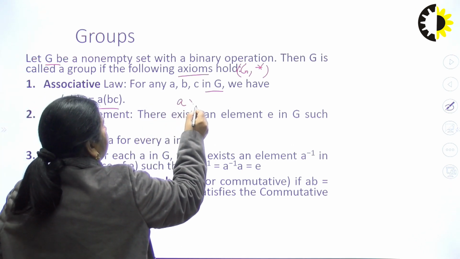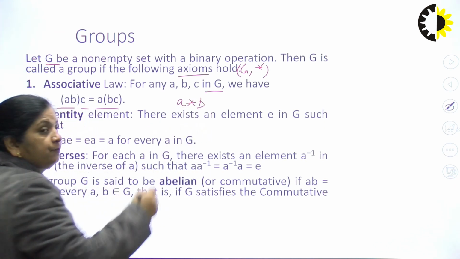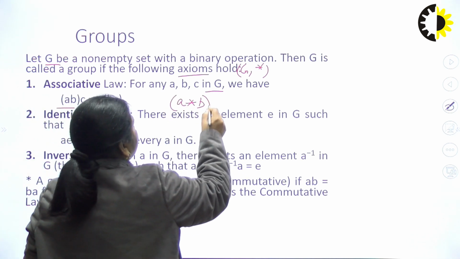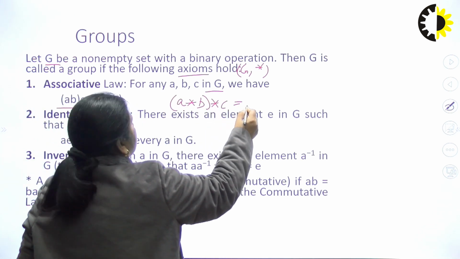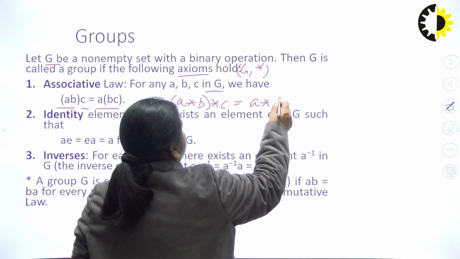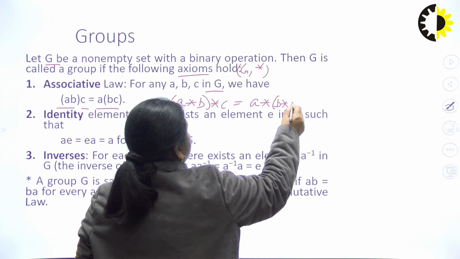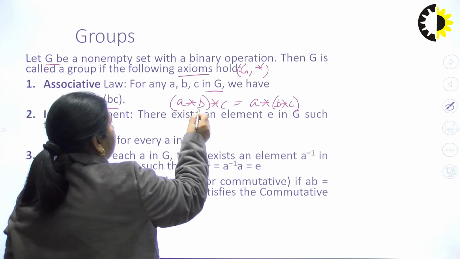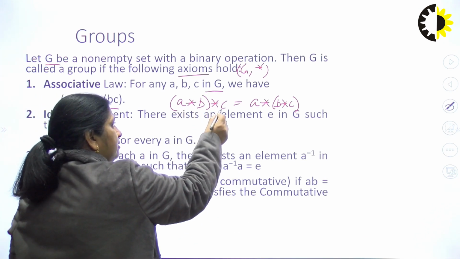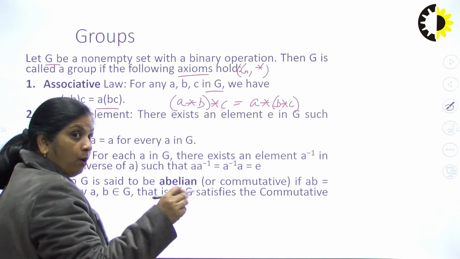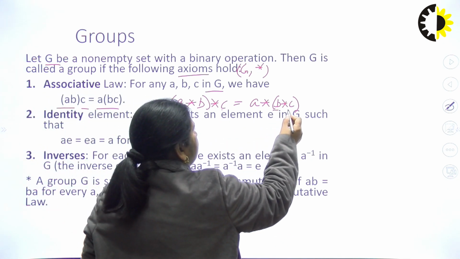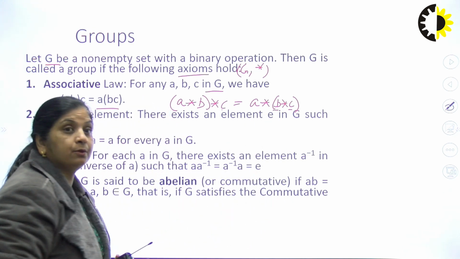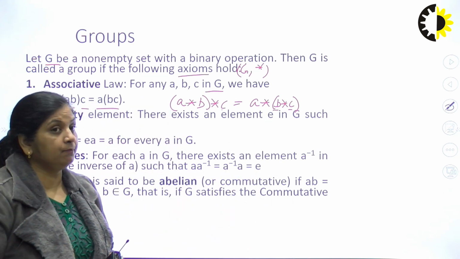If I expand it using the operation, it will actually be (a * b) * c is equal to a * (b * c). It means whether I perform the operation on a and b first and then the resultant value with c, or I perform the operation on b and c first and then the result with a, in both cases we will get the same value.